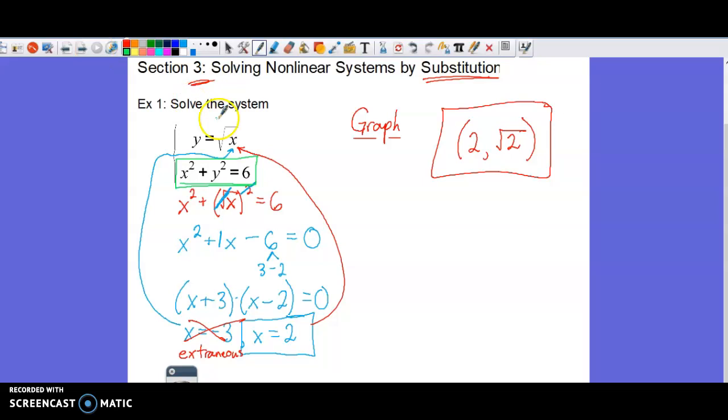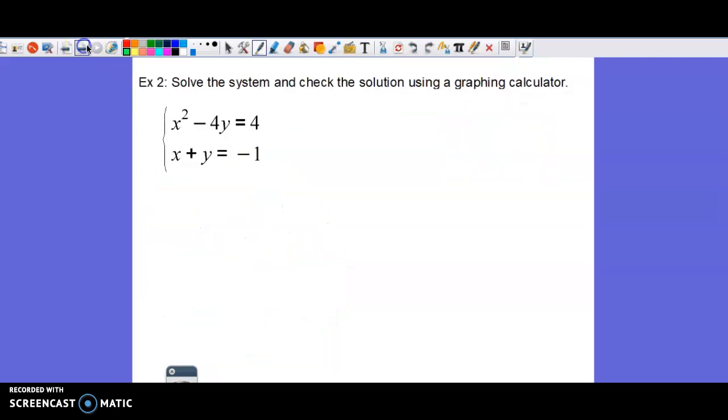Feel free to hit pause or write down any questions and bring them to class. But as I move to the next page with the next exercise, notice that it's asking you to check the solution with the graphing calculator. And for our purposes, we're going to use Desmos. Because this one's actually a function, so it's okay.